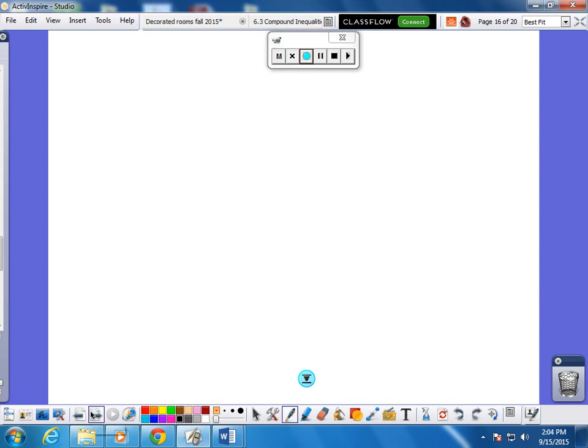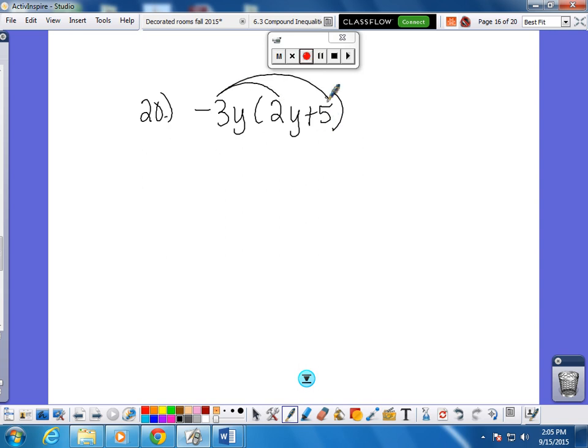All right, number 20. What property is this? Distributive. What's x times x? X squared. What was j times j? What was g times g? So what's y times y? So negative 3 times 2 would be negative 6y squared, right? And then negative 3y times 5 would be negative 15y.